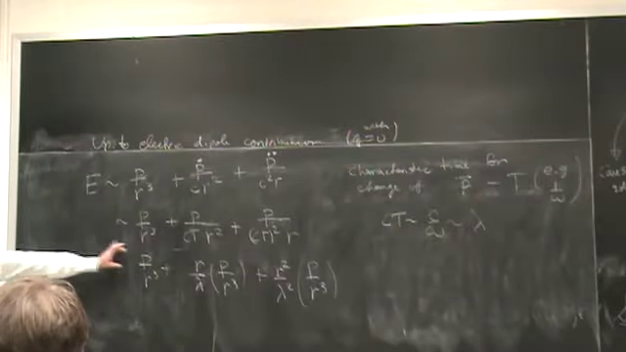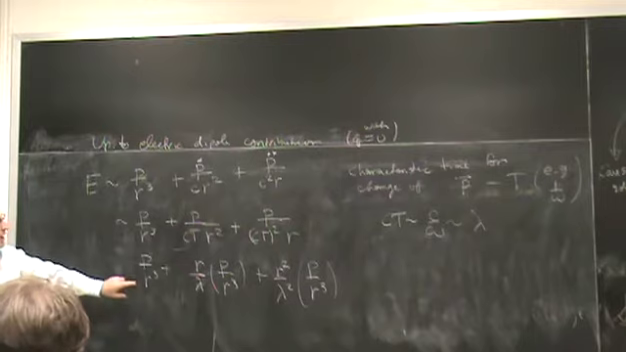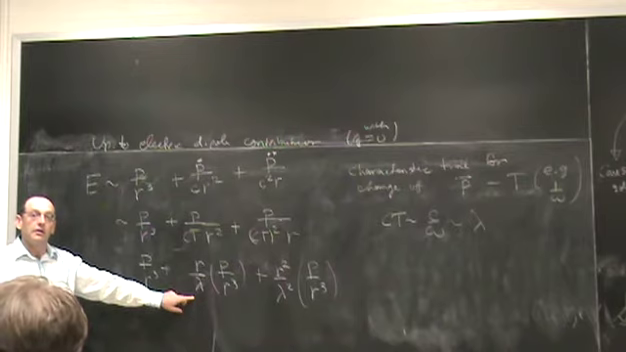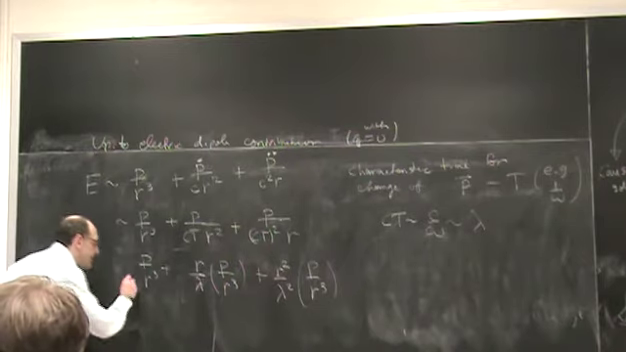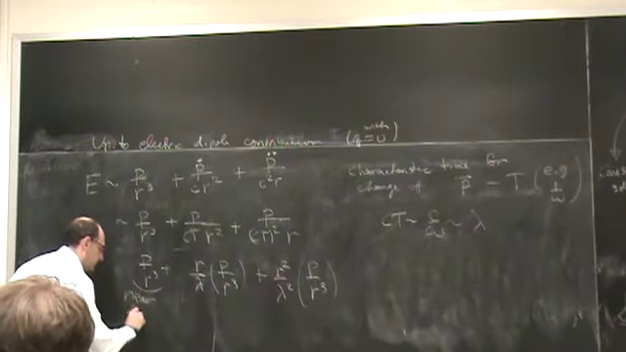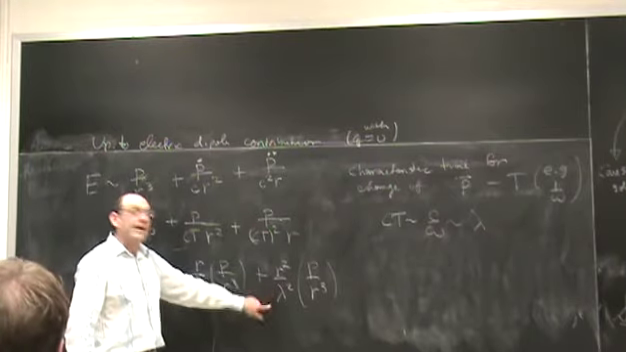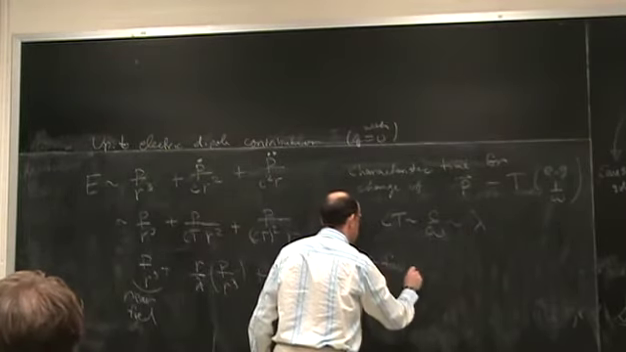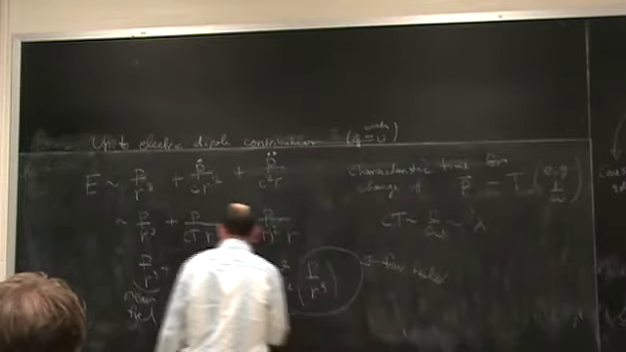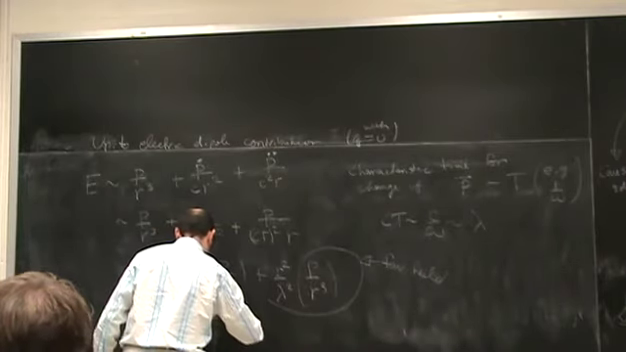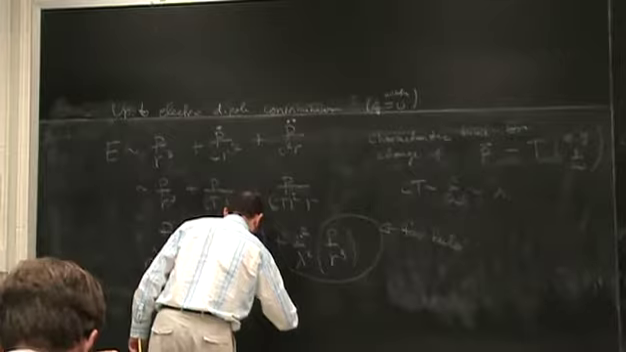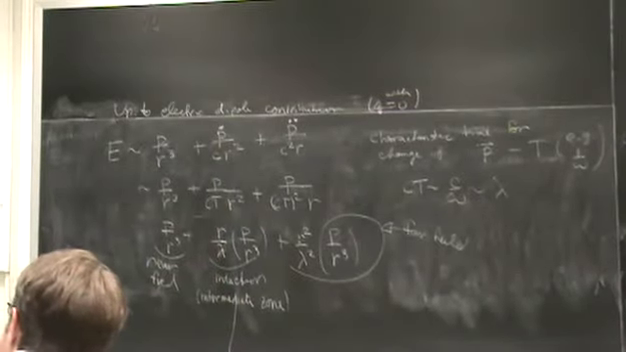So here I've factored out the same term, p over R cubed. The question is, how big is R compared to lambda? When R is small compared to lambda, that's what we call the near field. When R is big compared to lambda, that's what we call the far field. And this we call the induction zone, or the intermediate zone. So that's why this picture looks like it does.